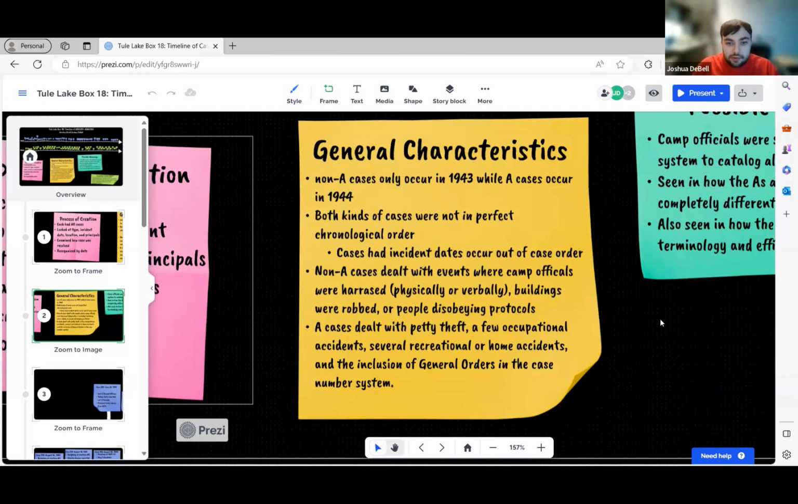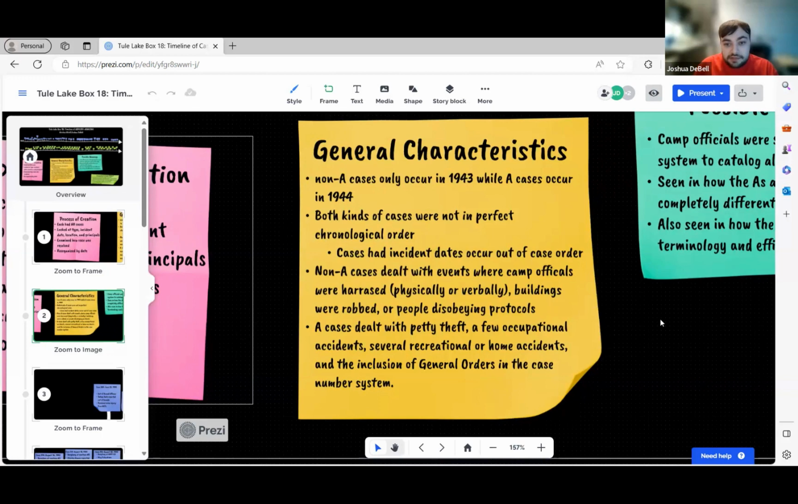So there were sometimes events where those officials were harassed either physically or verbally. In the physical instances, nobody was hurt, but it was just enough harassment to warrant detention. Next, buildings were robbed either through petty theft, which seemed to be people stealing smaller objects, or full-on burglaries, where there was some sort of break-in and a substantial number of items were stolen.